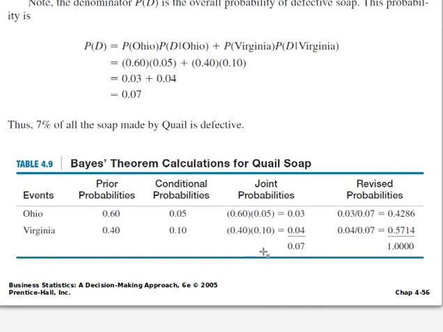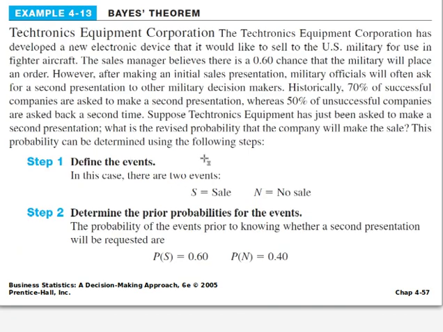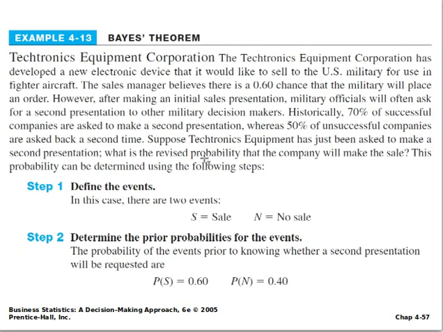Here is another example. The Tektronix Equipment Corporation has developed a new electronic device that it would like to sell to the U.S. military for use in fighter aircraft. The sales manager believes there is a 0.6 chance that the military will place an order, or 60% chance.